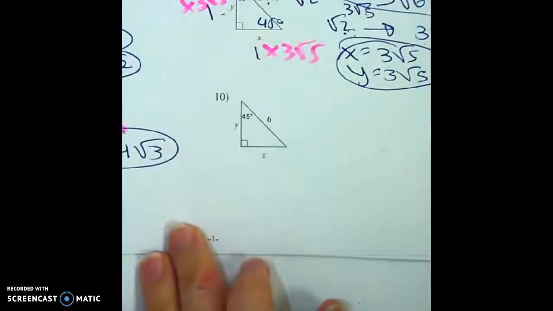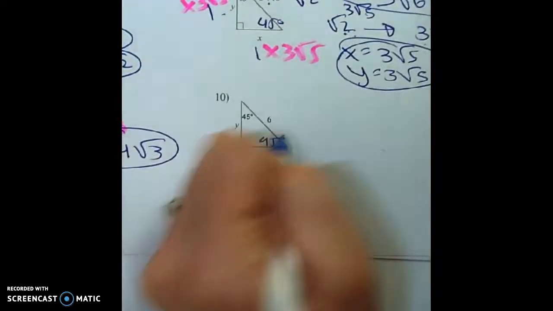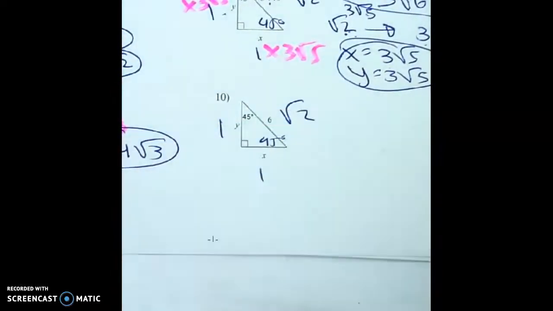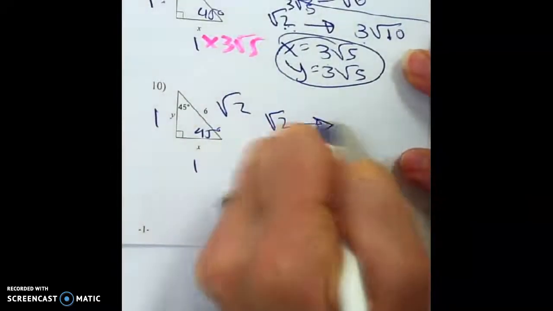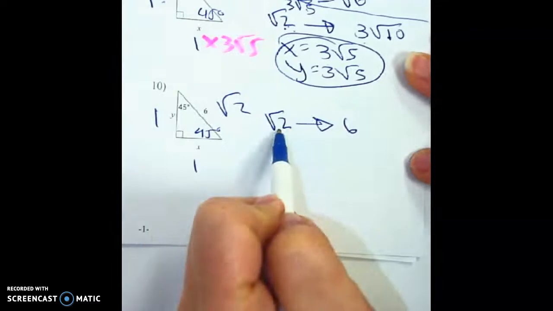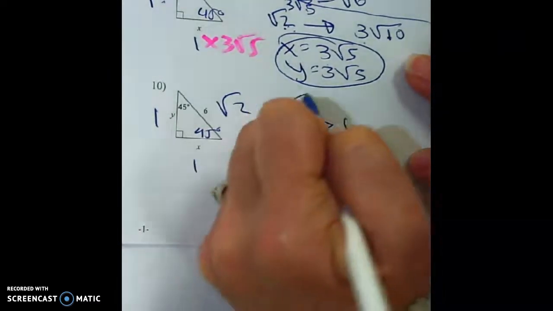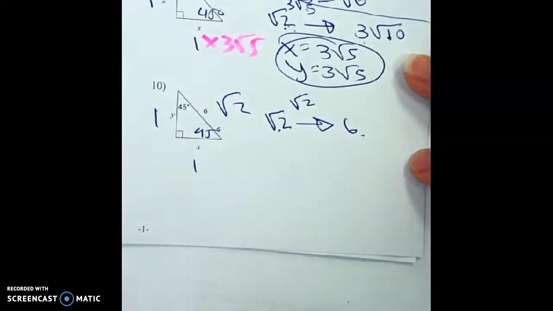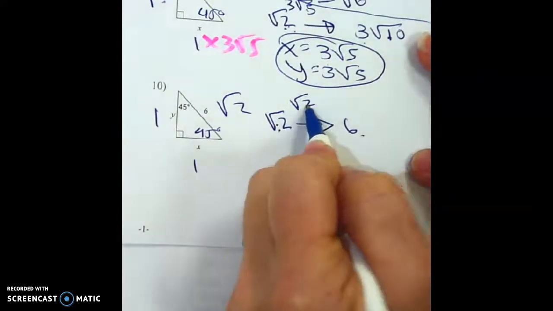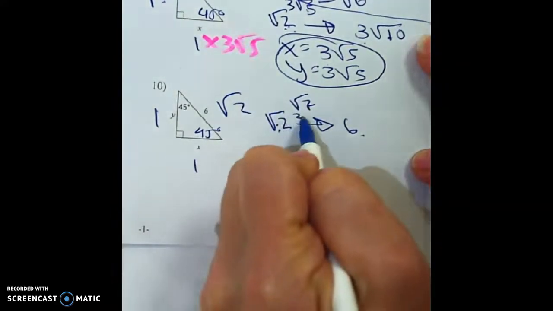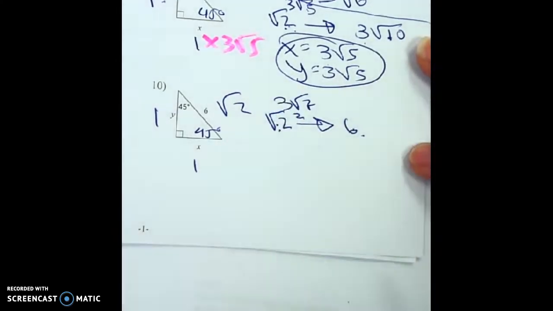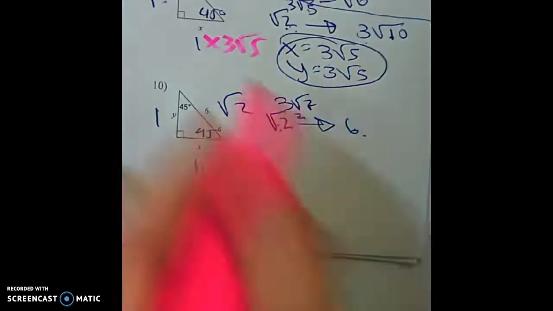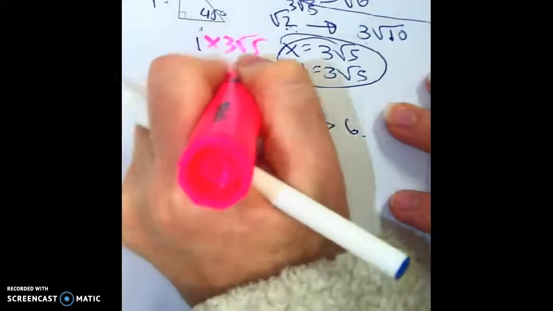Last one over here. Okay. 1, 1, rad 2. So I need to go from a square root of 2 all the way to a 6. It is a square root, but I want the square root to go away, so if I multiply it by itself, the square root of 2 times the square root of 2 is the square root of 4, which is just 2. But then I still need to get to the 6, so that means it would be 3. So the ratio is times 3 rad 2.